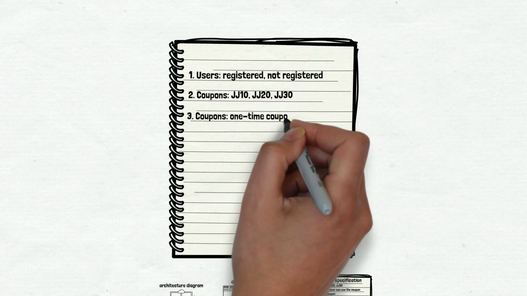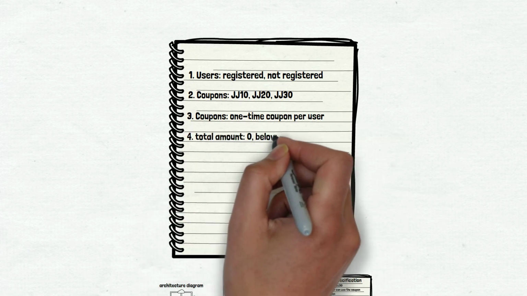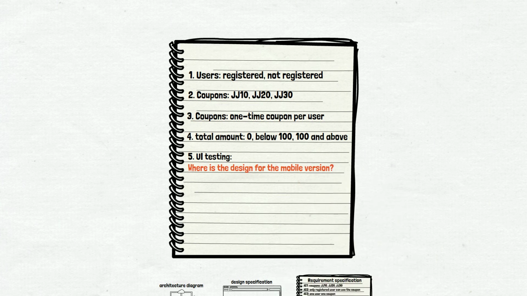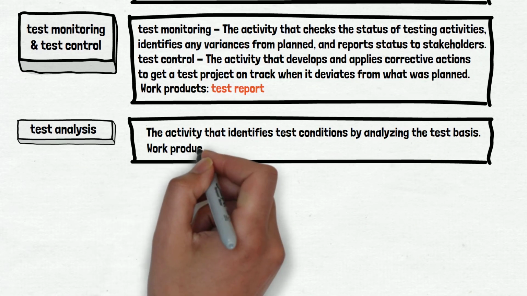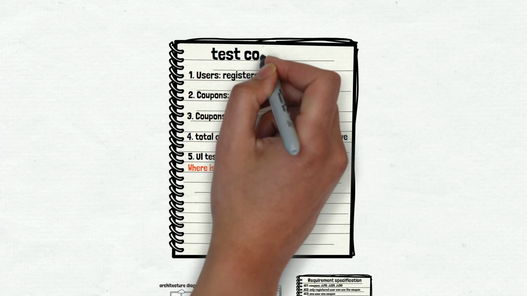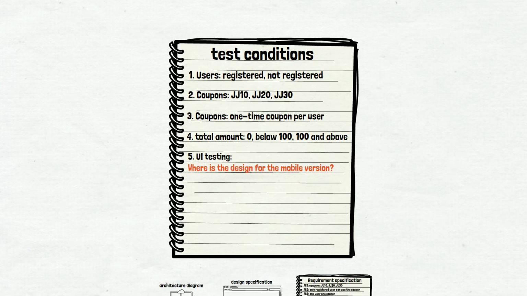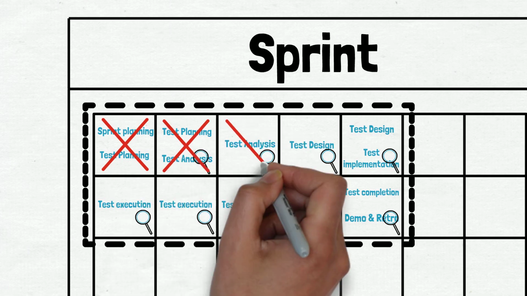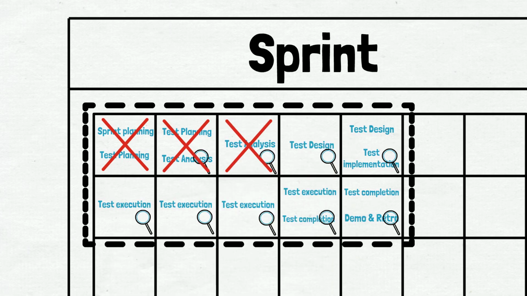We can note some issues with the test basis as well. In our case, we don't have a design for the mobile version, which is very important, and we will come back to it in a minute. Let's note that the work product of the test analysis are test conditions, and mostly it is a time-consuming activity. And reading all of the documents and checking designs and schemas is not an easy task, so it took 1.5 days, exactly the time we estimated.